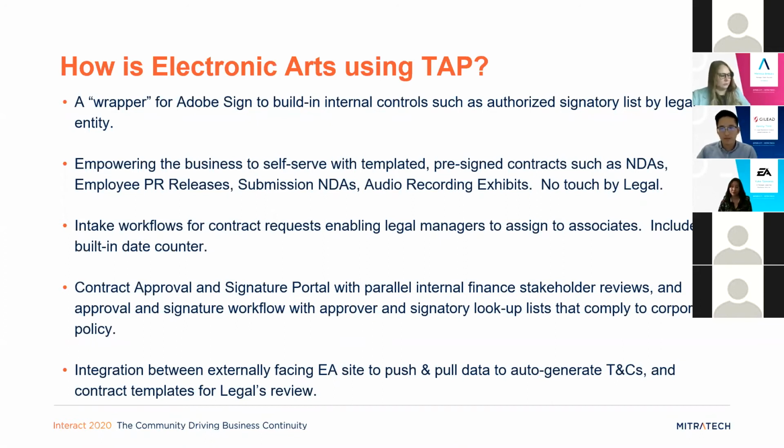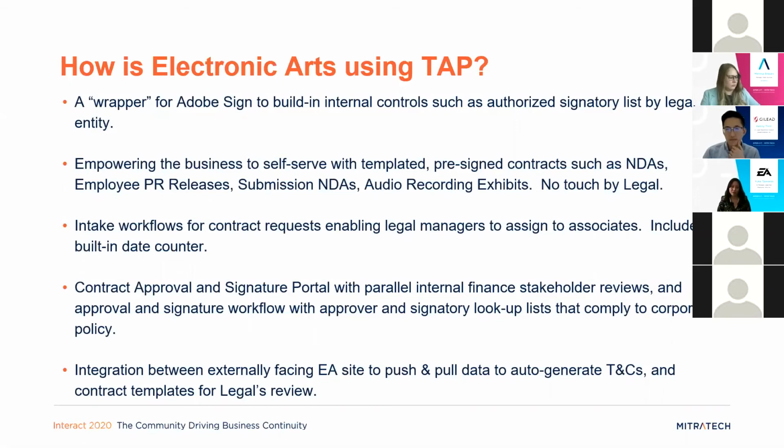We use it in many different ways, but one of the ways we use it is as a wrapper for Adobe Sign. What that means is we built an e-signature portal. Instead of having our users use Adobe Sign directly, we built a user interface through TAP. We built in signer lists, authorized signer lists by legal entity. One of the many questions that our users have is, hey, I don't really know who's supposed to sign on behalf of EA. So we built that in with TAP, and TAP is great for that.